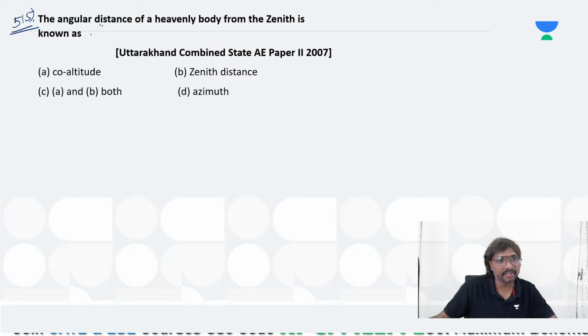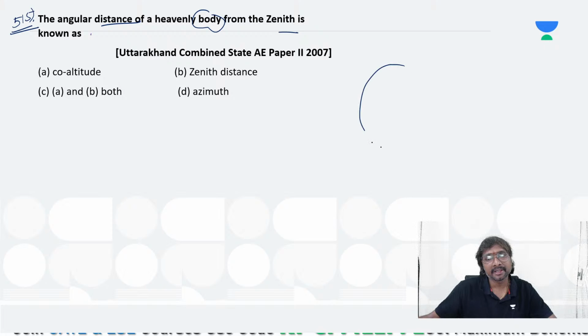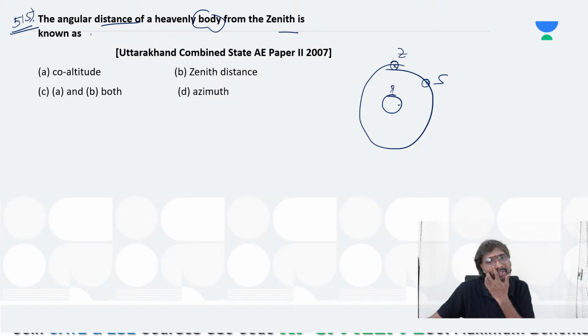The angular distance of this heavenly body from the zenith is known as what? Here, let us say this is your Earth, and this is your observer, and this particular point is your zenith, and let us say this is your star. The heavenly body is nothing but your star. This particular angle, from this zenith to this star or heavenly body, is called your zenith distance z.